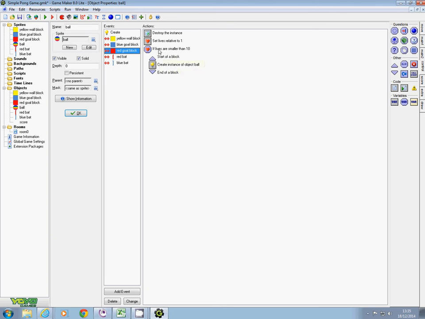So if the number of lives is smaller than 10, then I want to make that continue playing by putting the ball back in the middle. If the score is 10, then that's an else. So in other words, if the answer is no, what I want to do is say, in that case, that red is the winner.